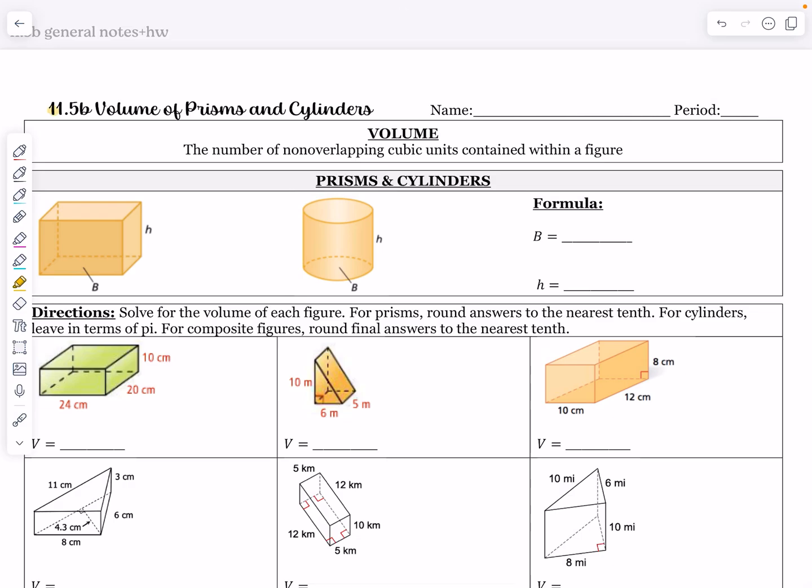Hello everyone, and welcome to our 11.5B volume of prisms and cylinders notes. So the first thing I want you to recognize is that we are now on to volume. Remember that volume is going to be measured in units cubed.